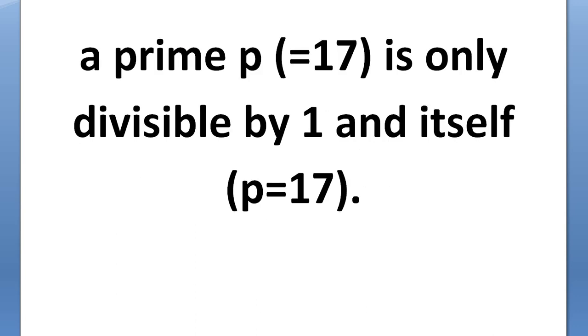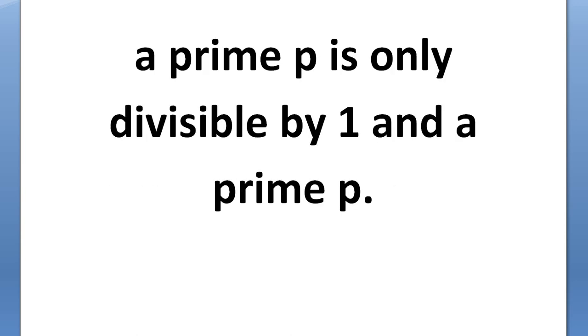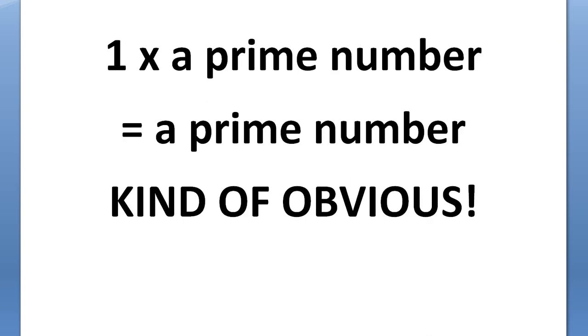A prime p equals 17 is only divisible by 1 and itself, p equals 17. So a prime p is only divisible by 1 and p. Or a prime p is only divisible by 1 and a prime p. Or if you put it another way, 1 times a prime number equals a prime number, the prime number being the same on both sides of the statement. It's kind of obvious. 1 times something is something. 1 times 10 is 10. 1 times 99 is 99.